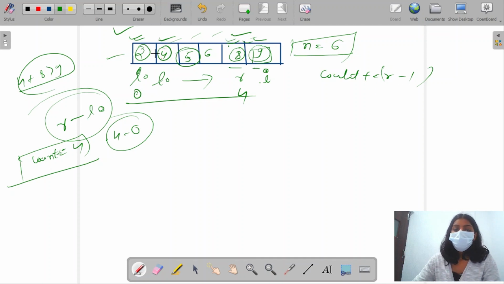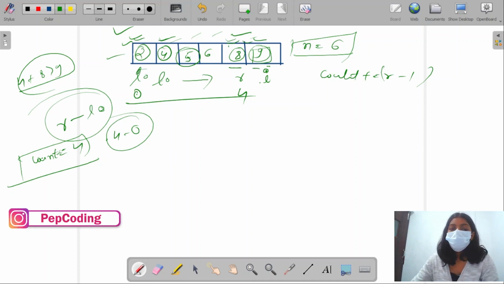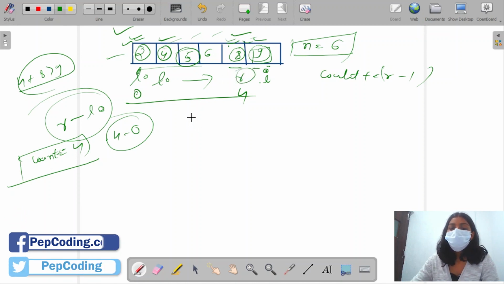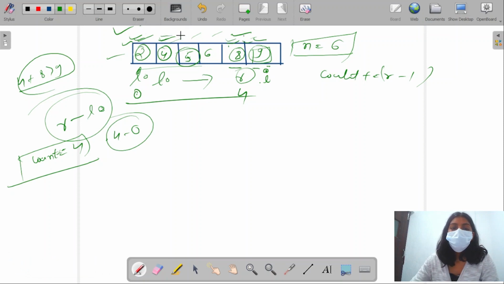I hope it was clear to you that if this lowest side is forming a triangle with these two sides, so now if I increase the index, I am increasing my lowest side actually. So it is also going to form a triangle with these two sides, right? And how many triangles? R minus low triangles. Because this forms one triangle with these two, this forms another triangle with these two, this forms another, and this forms another. Right? Now, what do I do?